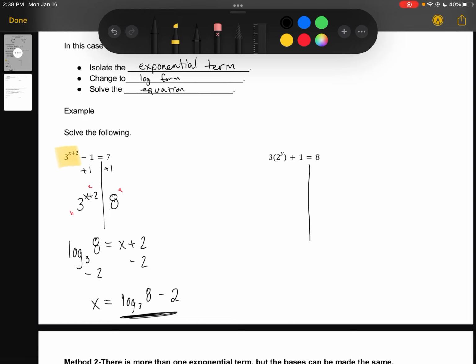So the second example here, similar setup. We still have to get our exponent alone. So anything that's not that exponent, we are still going to move to the other side.